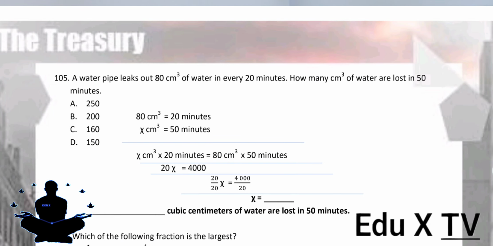Number 105. A water pipe leaks out 80 centimeter cubed of water in every 20 minutes. How many centimeter cubed of water are lost in 50 minutes? That's how we do it.